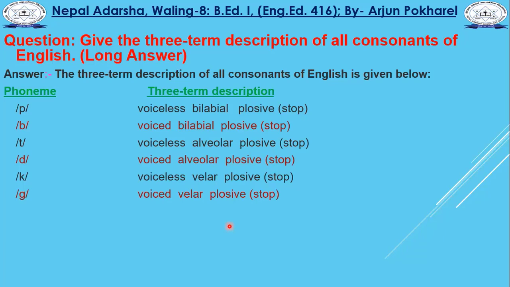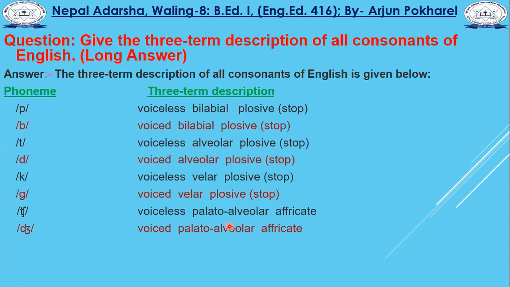Ka is voiceless and ga is voiced. Then cha is voiceless palatal affricate, and ja is voiced palatal affricate. Cha and ja come in a pair, which means the first one is voiceless and the second one is voiced, and the other descriptions are the same: palatal affricate.